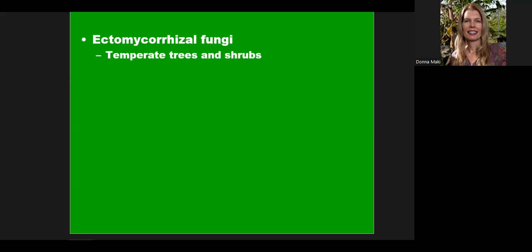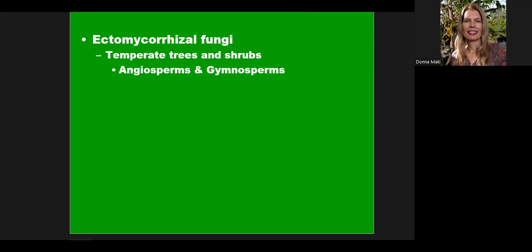Or if you see the fruiting bodies pop up, the mushrooms. A lot of the mushrooms that we see by trees in the forests, they're ectomycorrhizal fungi. And many of them are edible. So with ectomycorrhizal fungi, you can see the flowering plants, the angiosperms and the gymnosperms, the conifers. They can form this relationship with these types of fungi.